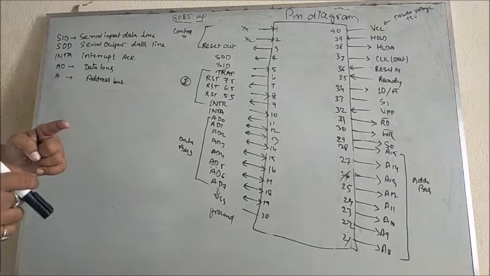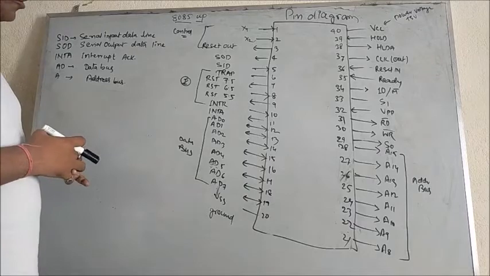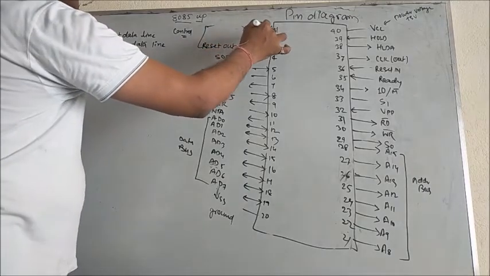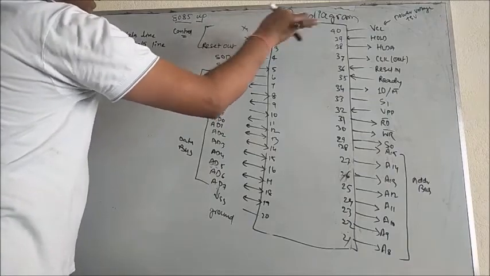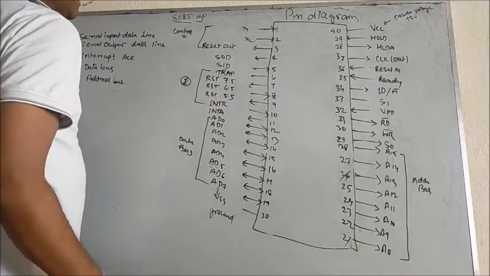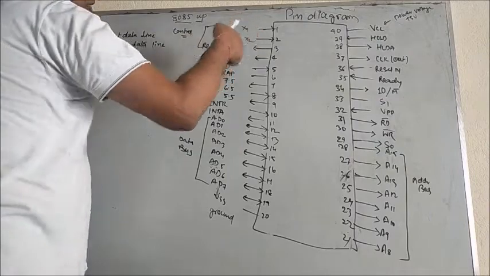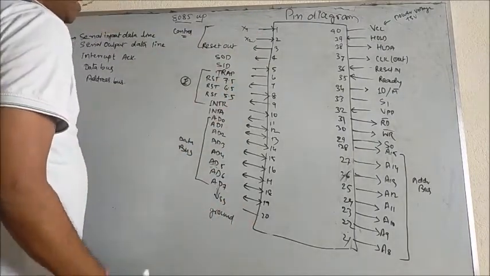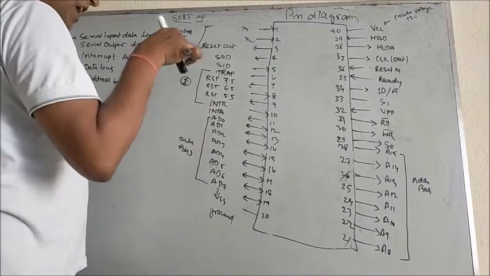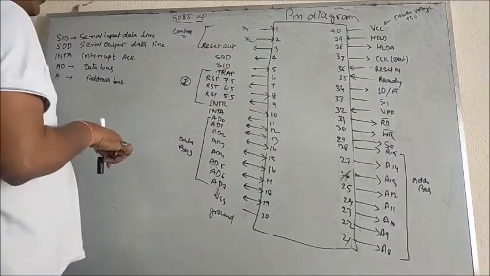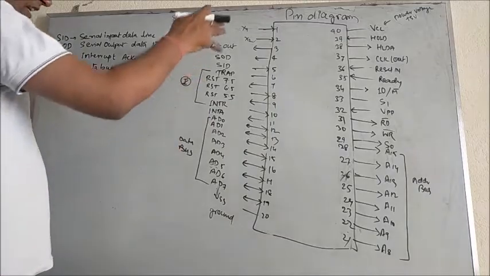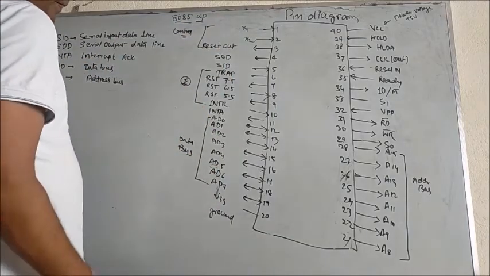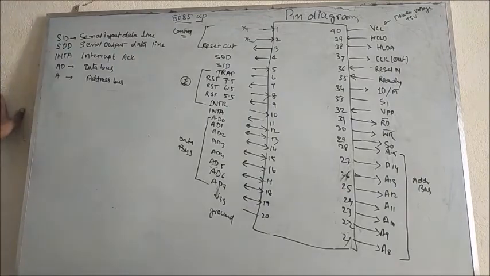One more thing you have to focus on very carefully: the direction of control signals. X1 and X2 are in the inward direction, and reset out is in the outward direction. So please focus on all these directions also, right? Which one goes into the microprocessor and which goes out of the microprocessor. You should know each and everything. That is why I have also used this direction of communication, right?